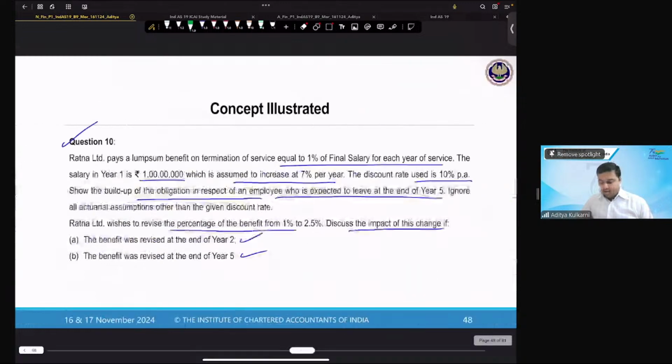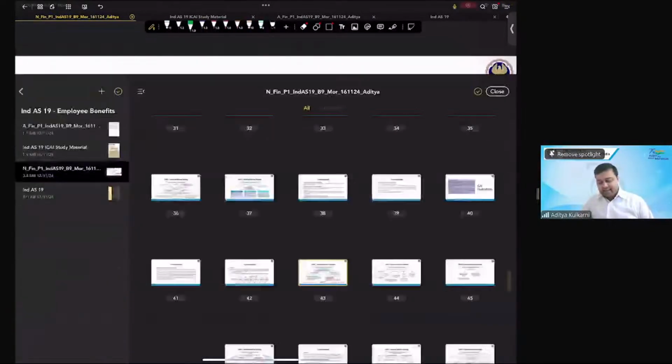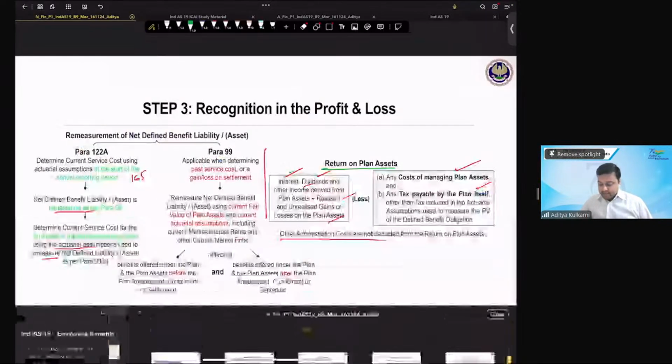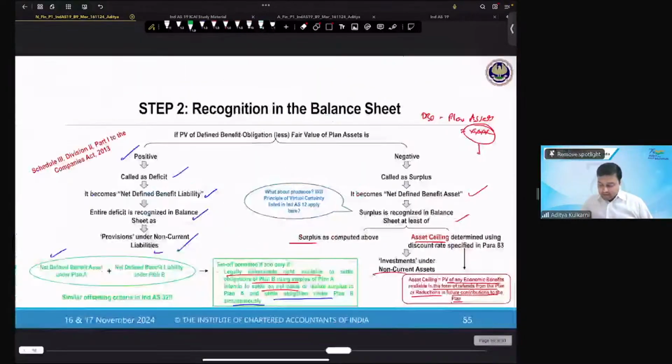In general. Okay. So what is asset ceiling? Asset ceiling is essentially the maximum amount that you can realize from the plan assets. The maximum amount that you can realize from your plan assets.